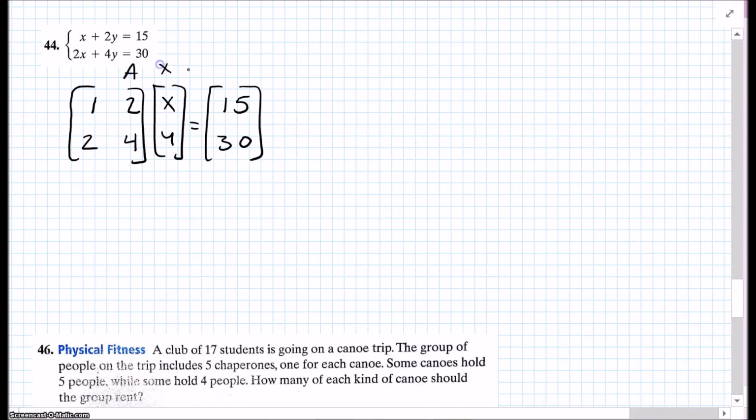B. So I know X equals the inverse of A times B. Let's find the inverse of A. Step 1, find the determinant of A. That's going to be 4 minus 4 equals 0. Well, if the determinant equals 0, there's no inverse, so there's no solution.